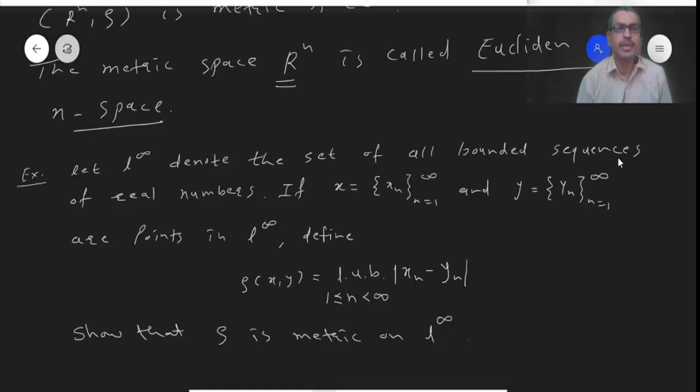Here, let L infinity denote the set of all bounded sequences of real numbers. Here x is equal to the sequence xn, n from 1 to infinity, and y is equal to the sequence yn, n running from 1 to infinity, are points in L infinity. This is defined by rho of xy equal to the least upper bound of mod xn minus yn, where 1 is less than or equal to n is less than infinity. Then show that rho is a metric on L infinity. Now let us see the solution of this problem.